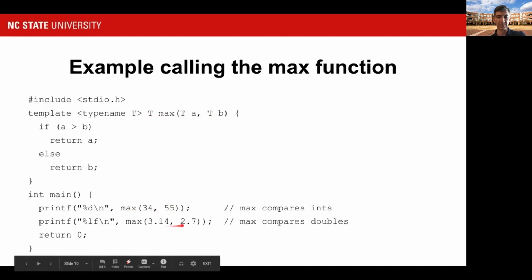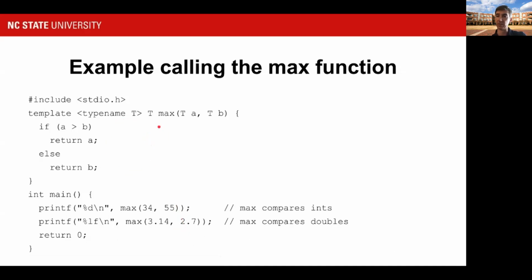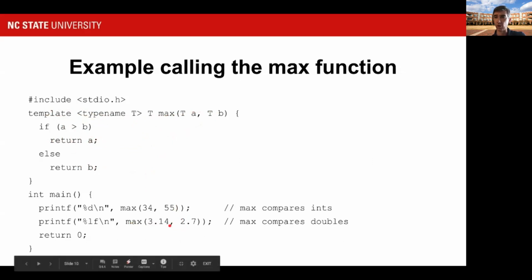And then in the second case, it realizes, oh, I passed in 2 doubles. And so in that case, it makes a version of max that's based on double, and generates the suitable code. It'll have a return type of double, 2 arguments of double, and then compare doubles in this greater than operator. And so then at runtime, it'll call that version of max that's specialized to doubles to produce the answer 3.14 that we want here.